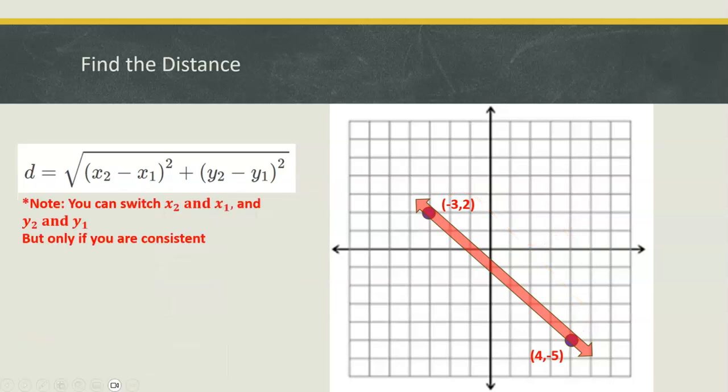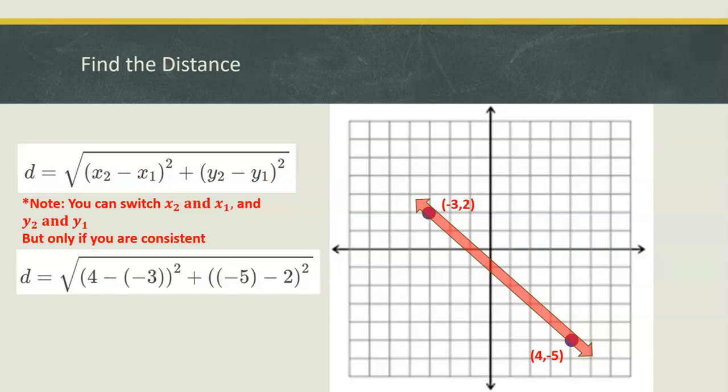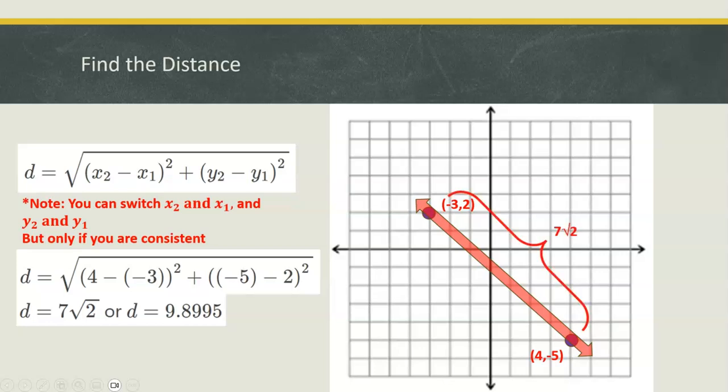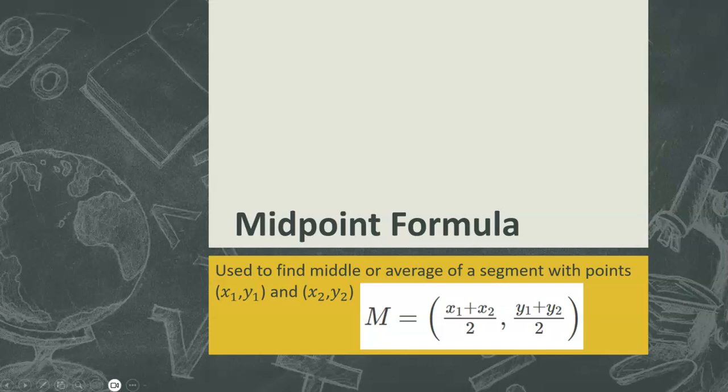A note, you can switch your x sub 2 and x sub 1 and y sub 2 and y sub 1, as long as you're consistent with it. You can't just switch x's and y's willy-nilly. So here we have 4 minus negative 3 instead of negative 3 minus 4, and now you have negative 5 minus 2 instead of 2 minus negative 5. You'll still get 7 root 2 or 9.8. And this is the distance between this line.